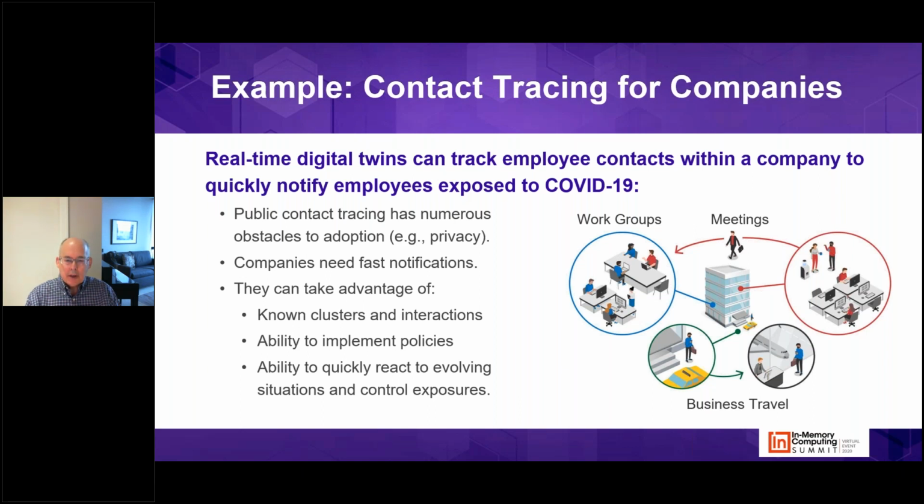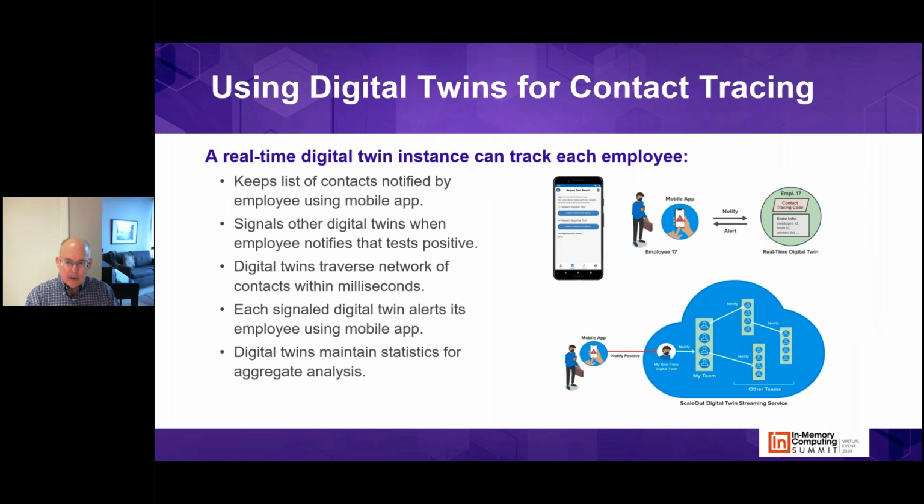And employees can use the company calendar, or they can explicitly notify the company about meetings and who in which group they're meeting with that's outside of their normal work group. And this enables the company to implement policies when an exposure is identified and to quickly react. So here's how this contact tracing application might be implemented. A real-time digital twin instance can be created for every employee in the company. So if you have a 30,000 employee company, you would have 30,000 digital twins.